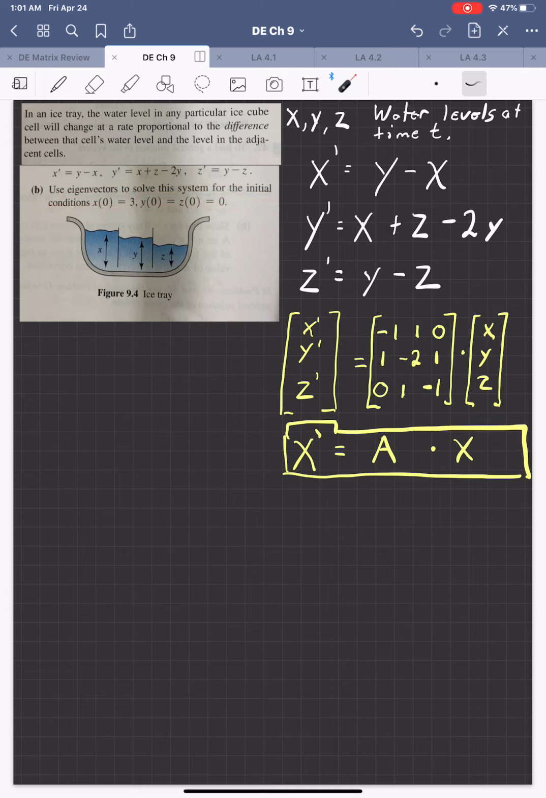Now, normally what you would do in a question like this on a test, remember, since that's a 3 by 3 matrix, I would go ahead and give you the eigenvalues, which are -3, -1, and 0. And this would be enough for you to find the eigenvectors. But for this application, I'm just going to go ahead and give you the eigenvectors as well. So 1, -2, 1.